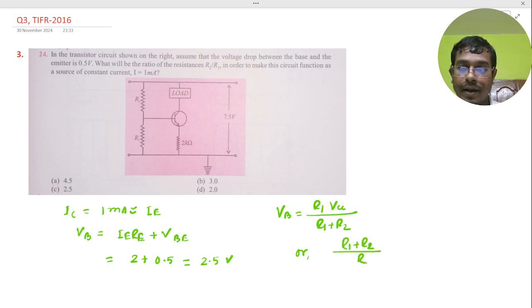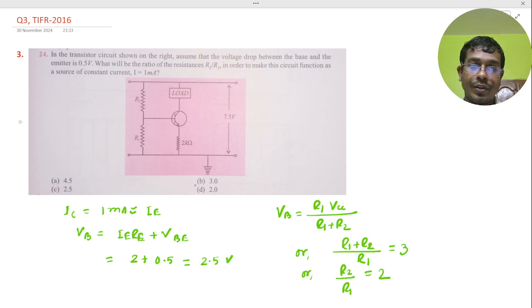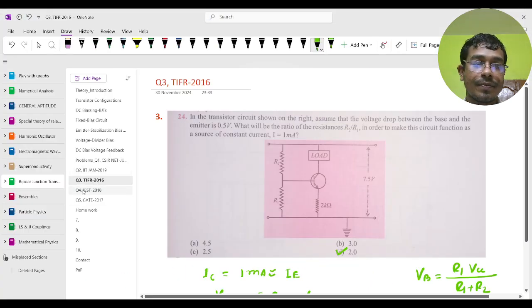R2 divided by R1, which is basically 3. After calculation we get R2 by R1 is nothing but 1 by 2. So D would be our answer. Go ahead to our next question.